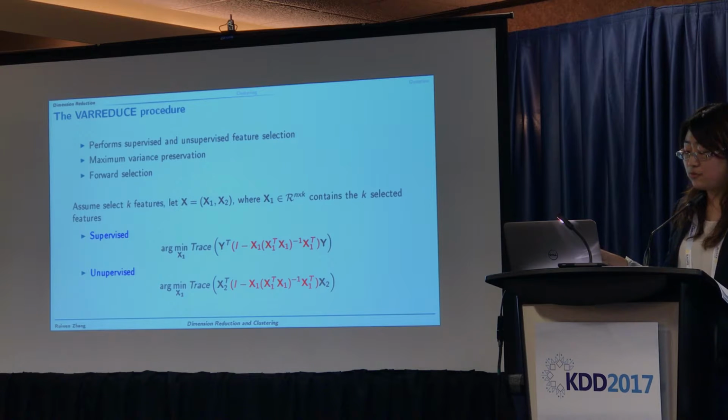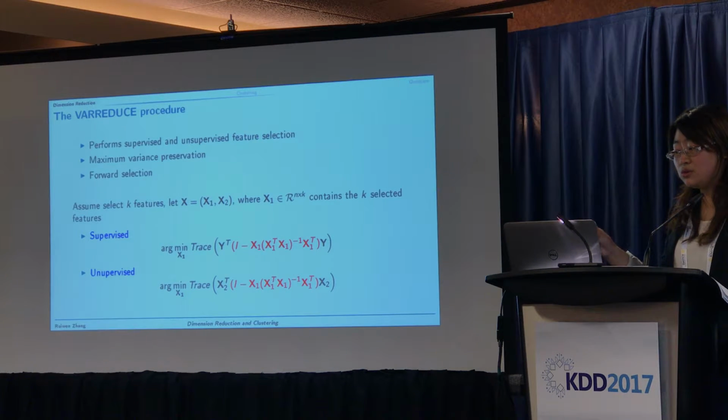Similarly, we can understand this for unsupervised learning. So X2 includes all the features that are not selected, and by projecting it onto the null space of X1, we can measure how much data variance is not explained by X1. And so we minimize it.